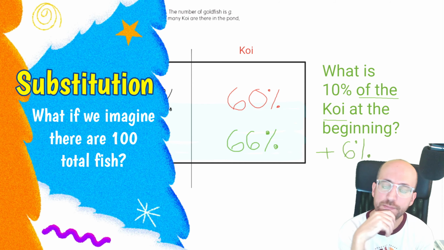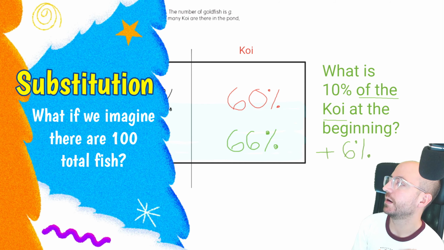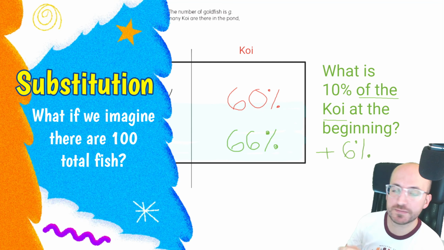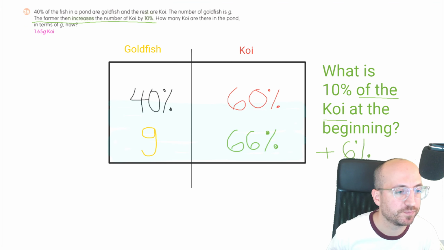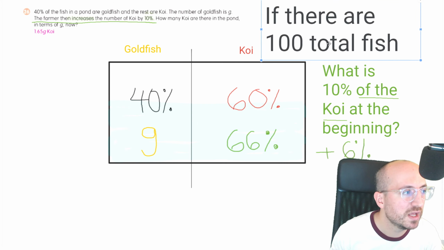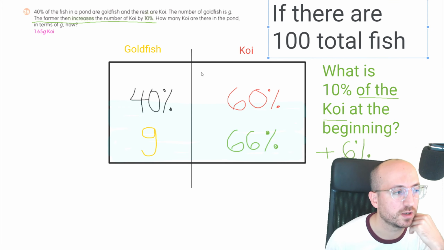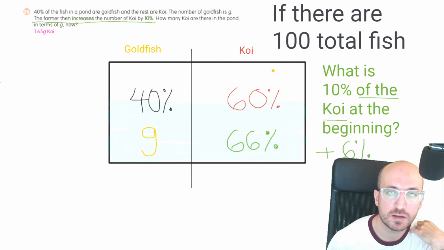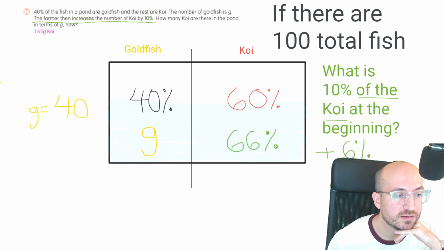Let's imagine that there are 100 total fish. So I'll write that. If there are 100 total fish to start, what does that mean G would be? If there are 100 total fish, 40% of them are goldfish. So that would be G is 40. And at the beginning, koi would be 60.